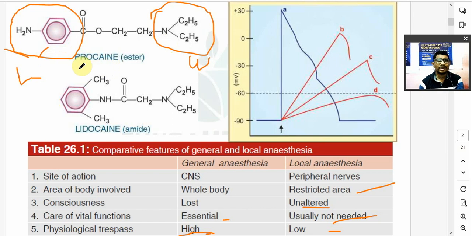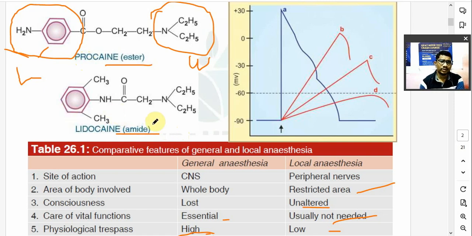So local anesthetics are of two types. The first one is known as the ester type of local anesthetics, and the second one is known as the amide type of local anesthetics. We'll see examples of the ester type and the amide type. In the esters you have cocaine, procaine, chloroprocaine, tetracaine, butacaine, etc. In the amide series you have lidocaine, prilocaine, bupivacaine, ropivacaine, etc.